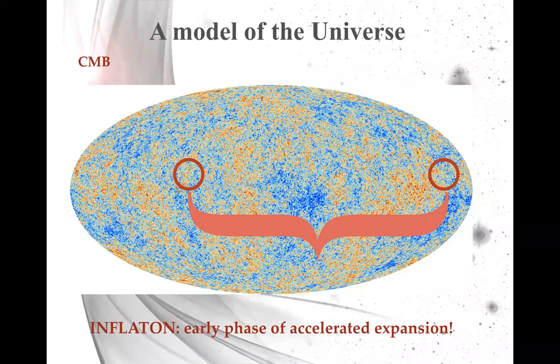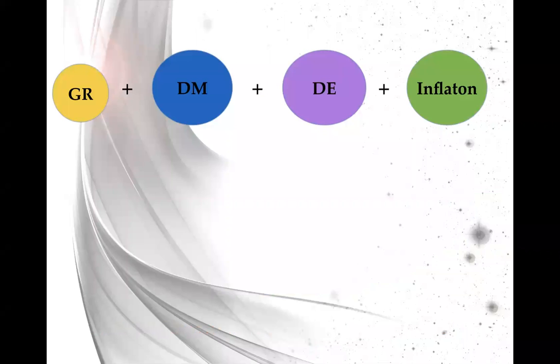And in order to explain that, we introduced the inflaton field that gives rise to an early phase of accelerated expansion. So this is our standard model. We have GR, dark matter, dark energy, and the inflaton field. And with this, we can describe the origin and the evolution of the entire universe. There are some fundamental questions associated to these ingredients, of course. Otherwise, we wouldn't be having this workshop here.